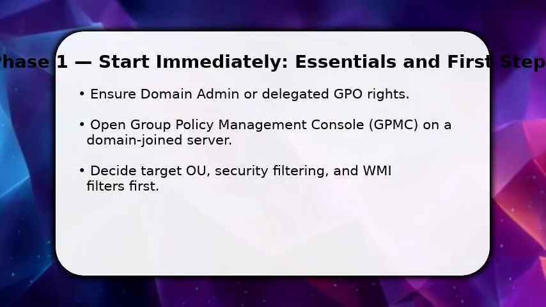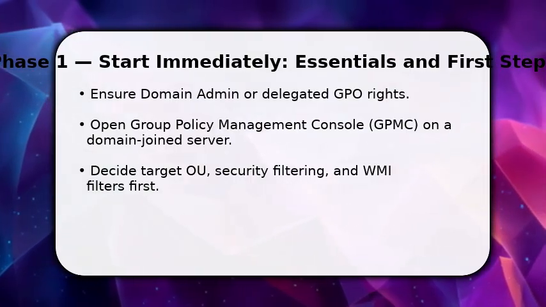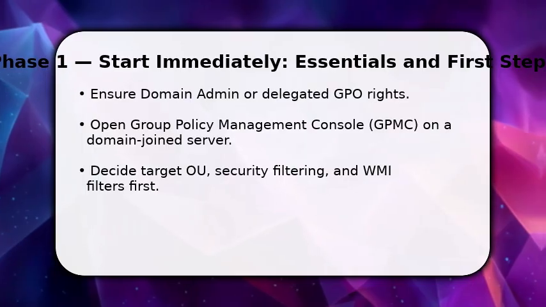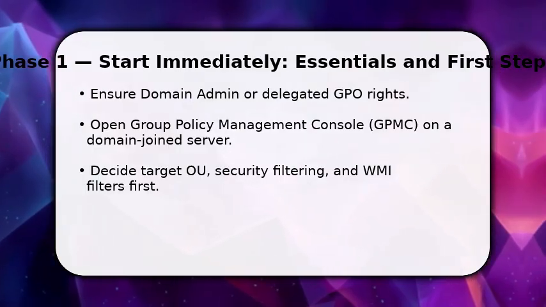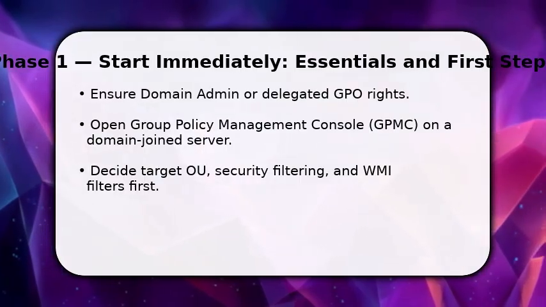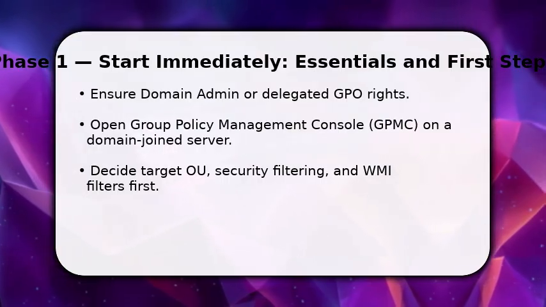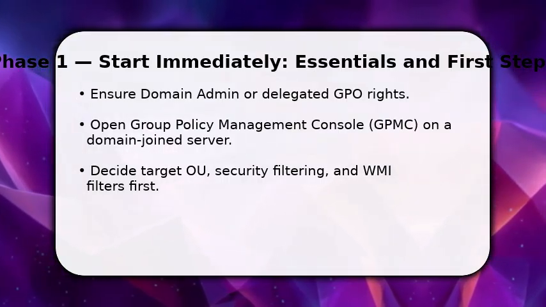You start by confirming you have domain admin or delegated group policy permissions. This matters because without rights you cannot link or edit objects. Next, open the Group Policy Management console on a domain join server and locate the domain and the OU you intend to control. Create a new GPO and give it a clear name that reflects purpose.